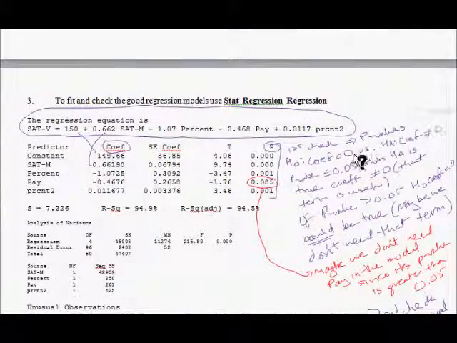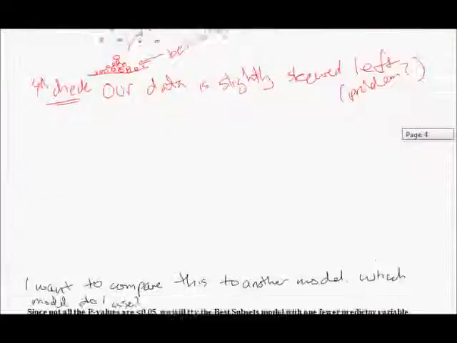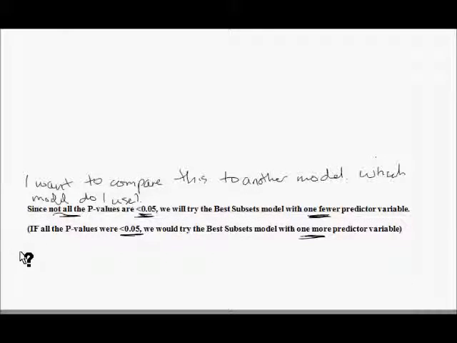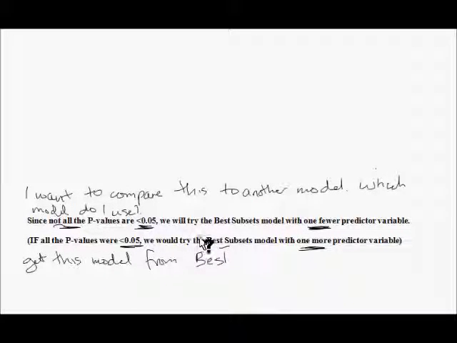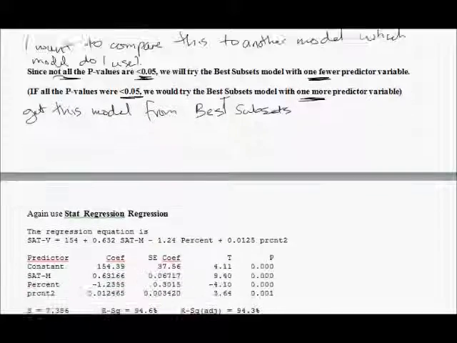So it happens that in this case pay is the one that goes out. So if you scroll down, get this model from, as it says, best subsets. So don't forget, get it from best subsets. Don't just throw out a bad term from the p-values. Go to best subsets. And here it is.